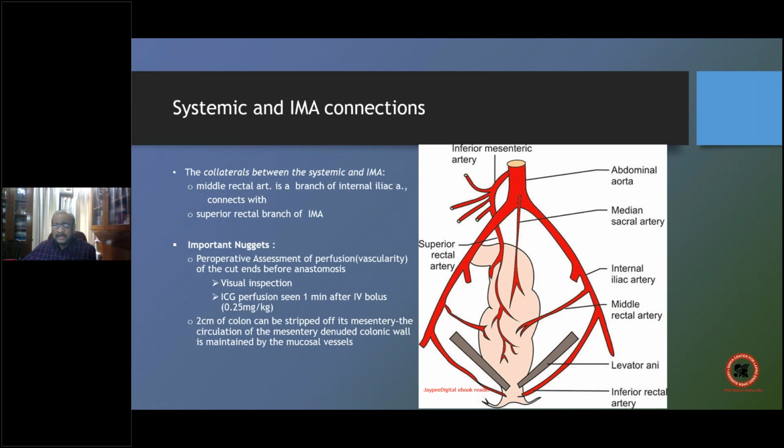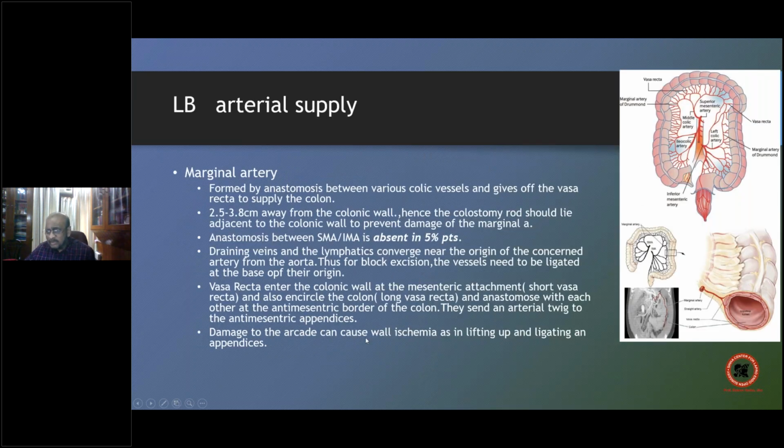Now, the second important nugget is that 2 centimeters of the colon can be stripped off its mesentery. The circulation of the mesentery-denuded colonic wall is maintained by the mucosal vessels. So what are we saying? We are saying that suppose I have cut this edge and now I'm trying to anastomose these two edges. I can have a part of the colon about 1 to 2 centimeters bereft of any mesentery. That means without any mesentery, and that can still exist. Why? Because this vasa recta, which has entered through the mesenteric side, is supplying the whole of the wall by an alternate circulation from the mucosal surface outwards, right?